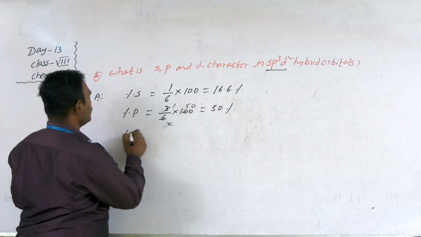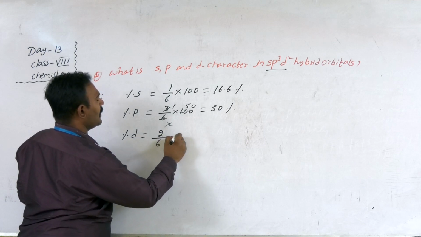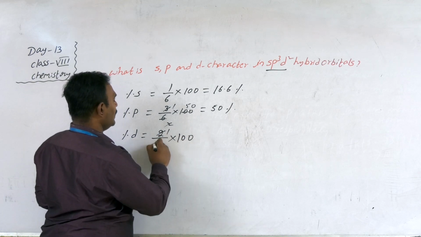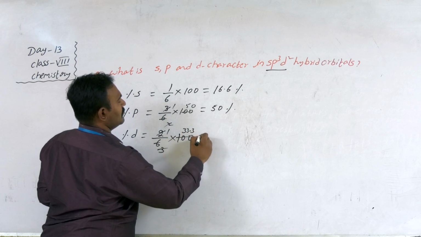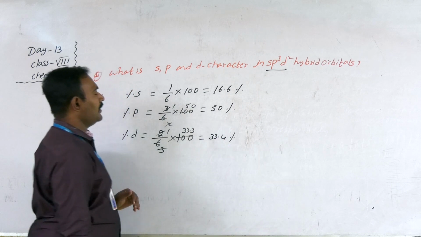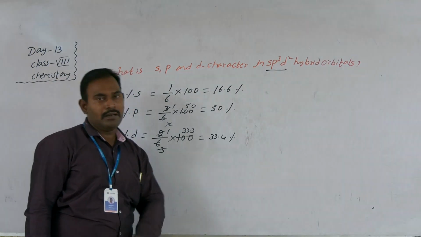Coming to the d orbitals. So d character is 2 by total orbitals 6, into 100. So you will get 33.3, approximately 33.3 or 33.4 percent. The total percentage will be equal to 100 percent.